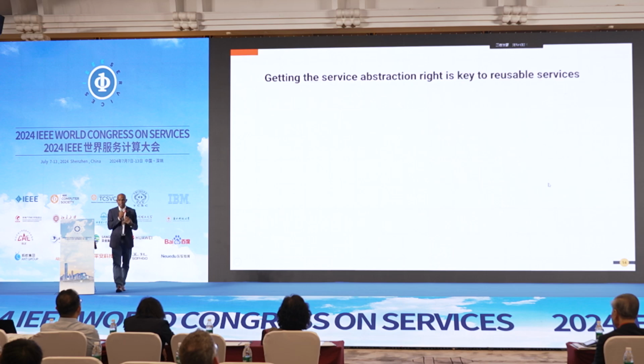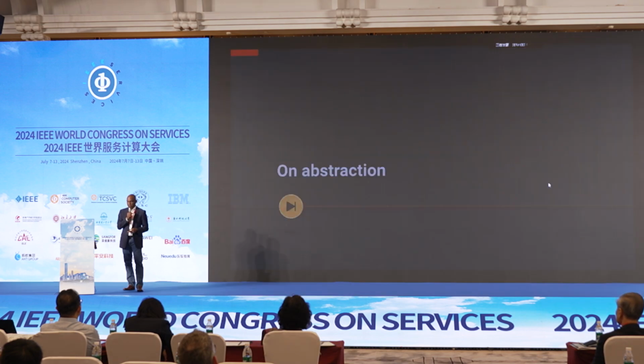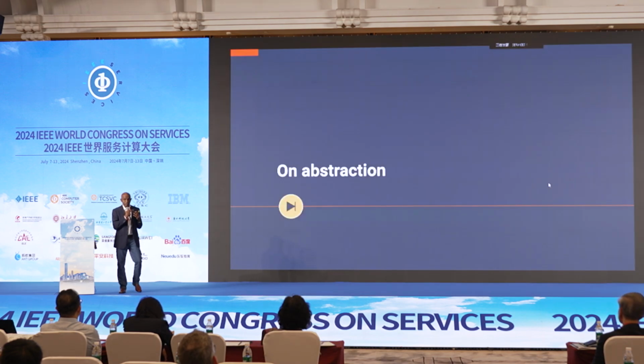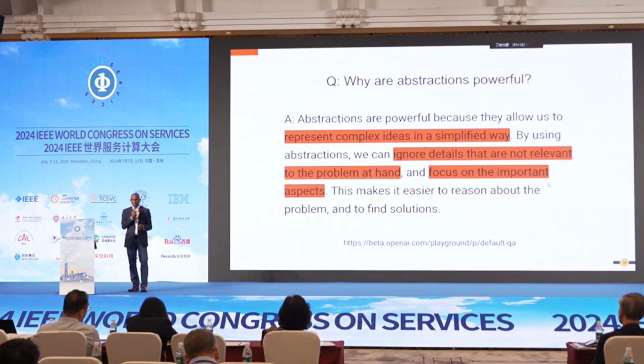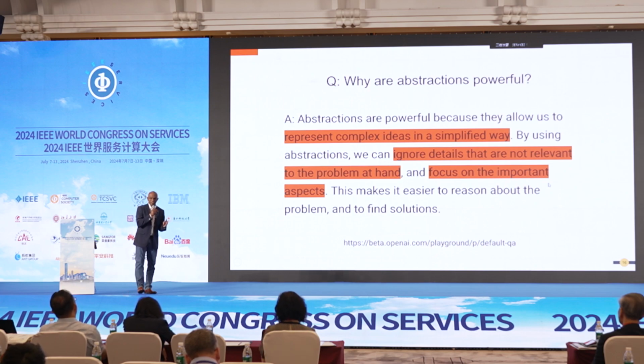And so really getting the service abstraction right is fundamentally key to getting reusable services. So let's talk a little bit about abstraction, because abstraction is one of the most important principles of computer science. And in fact, the way I explain computer science to somebody who doesn't understand computer science is just say, computer science is really all about just abstraction.